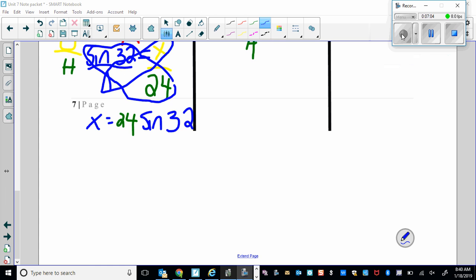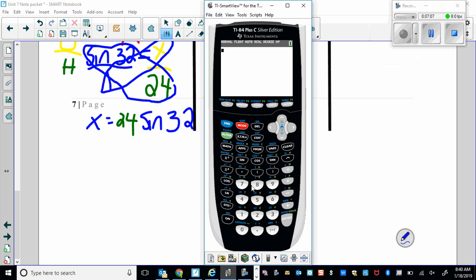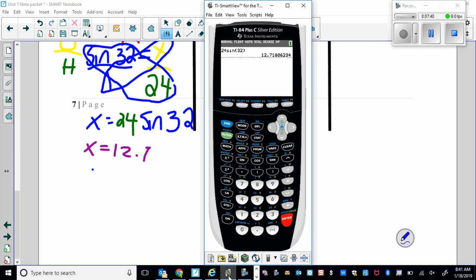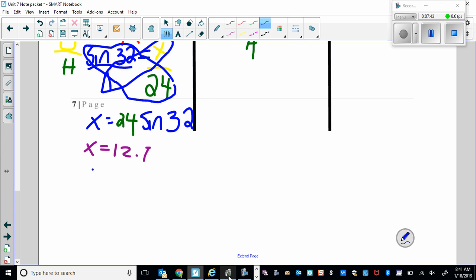All right, so after this, all we have to do is put it in the calculator. As I told you earlier in the steps, it's the number times sine. So I put 24 times sine 32. I already changed the mode into degree. When you close it and press enter, it will be 12.7. So x would be 12.7, if we wanted to round it, right? So it'd be 12.7.